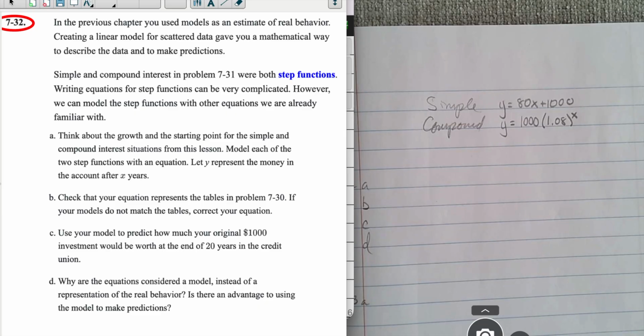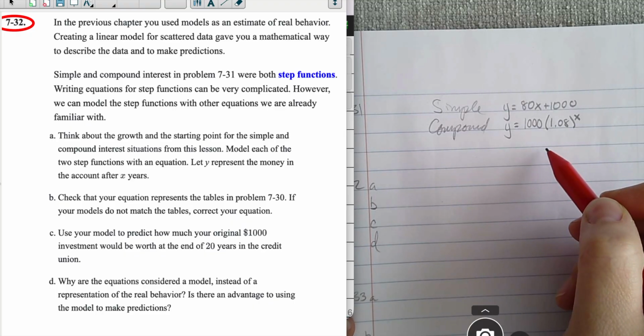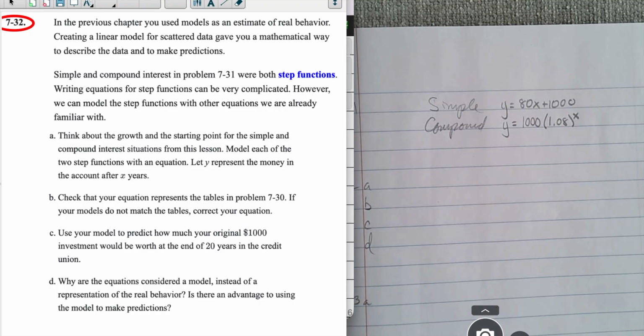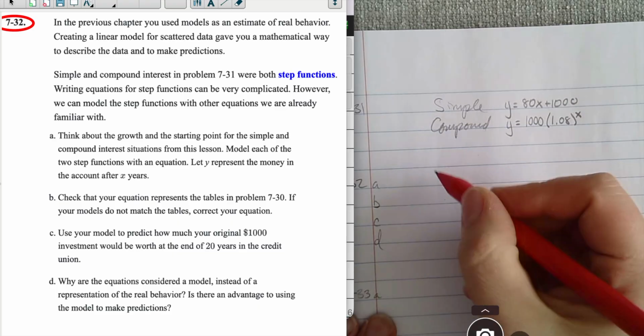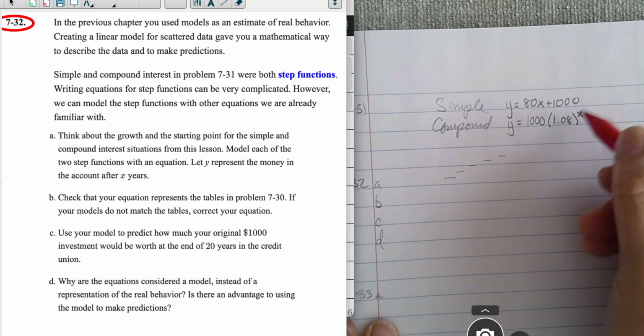So it says, thinking about the growth and starting point for the simple and compound interest situations from this lesson, model each of the two step functions with an equation. Let y represent the money in the account after x years. So we've got our equations here. It's a little bit hard for us to figure out how to make it do that thing where it's going to go like this. But we do have our equations for the moment.